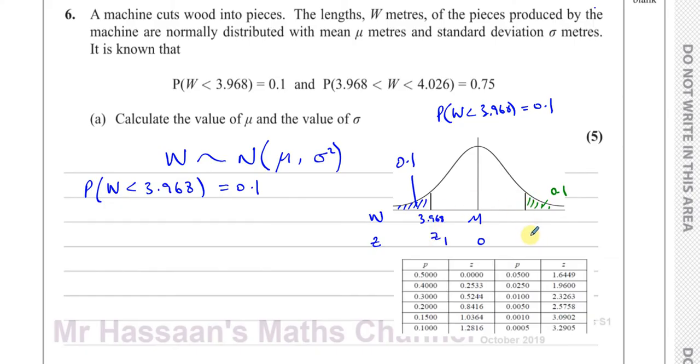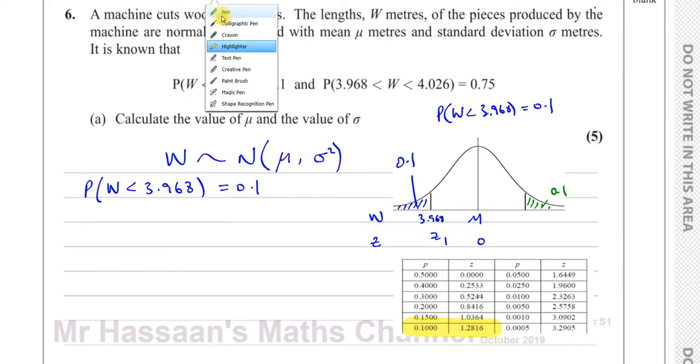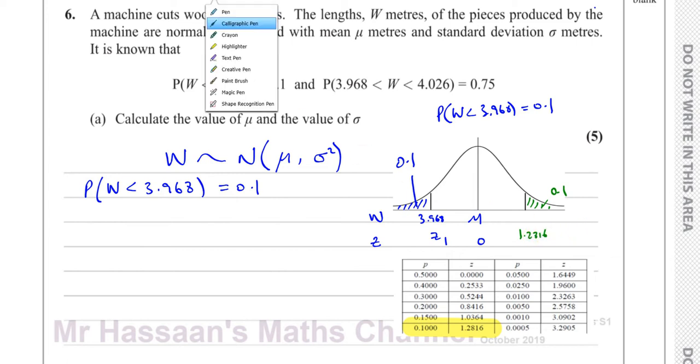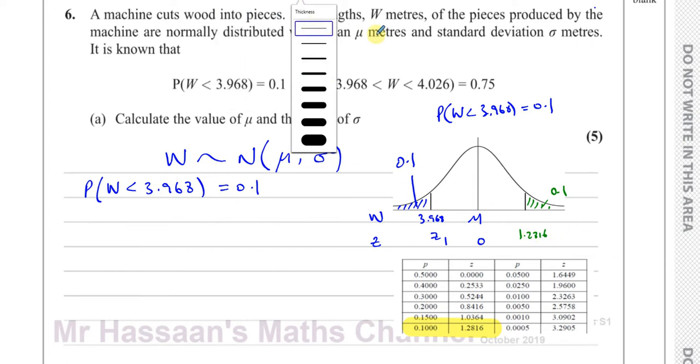So what I can do is find that Z value by looking at the table. I can see we're looking for an area of 0.1, which is this area here, and that's the Z value that corresponds to it. So the Z value on this side here is 1.2816. However, what are we looking for? We are looking for the Z value over here, which is the mirror image of this.